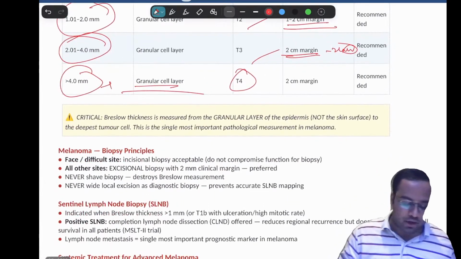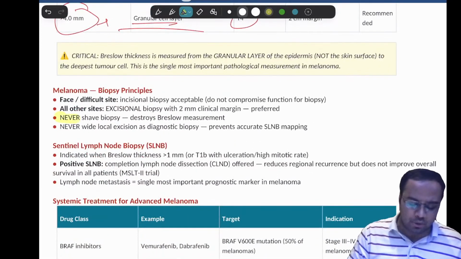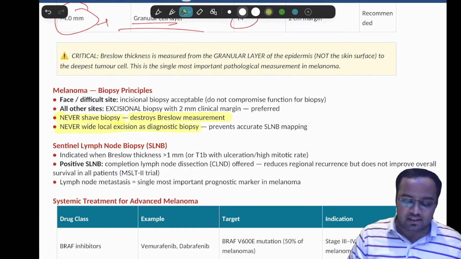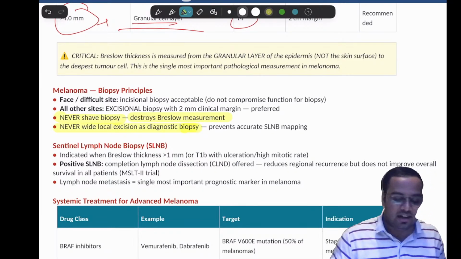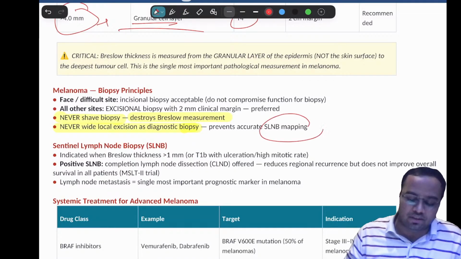Hence, never go for a shave biopsy. It destroys the measurement. And never do a wide local excision as a diagnostic biopsy here, because if you do a wide local excision, you are not going to map the sentinel lymph nodes.